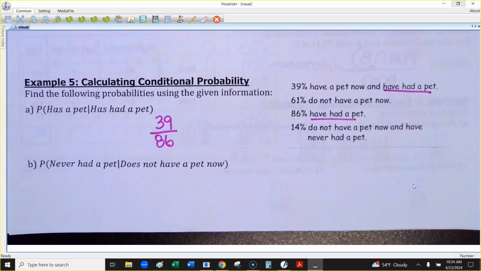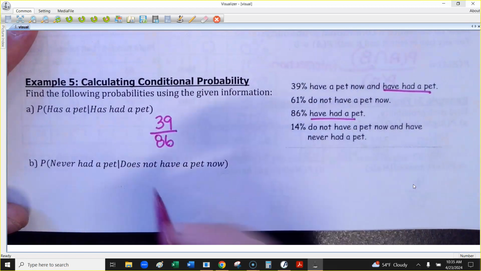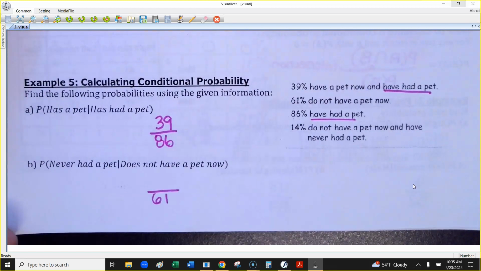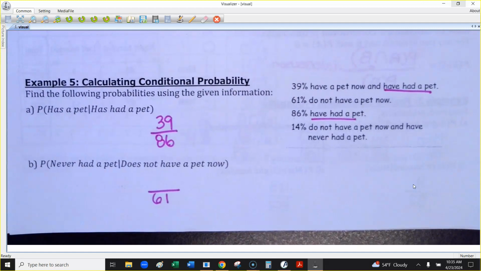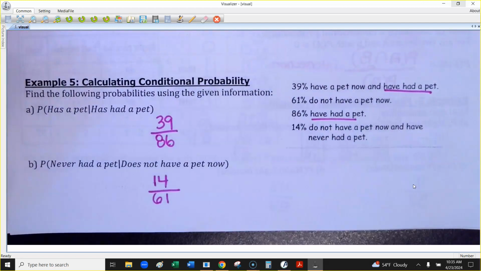Okay, now for the other one here, don't have a pet, so don't have a pet, that's the 61. So that goes on the bottom. Whatever you're given, just put that on the bottom. And then they have never had a pet, that's going to be this 14. You can write the decimals or leave them as fractions, whatever your preference is.